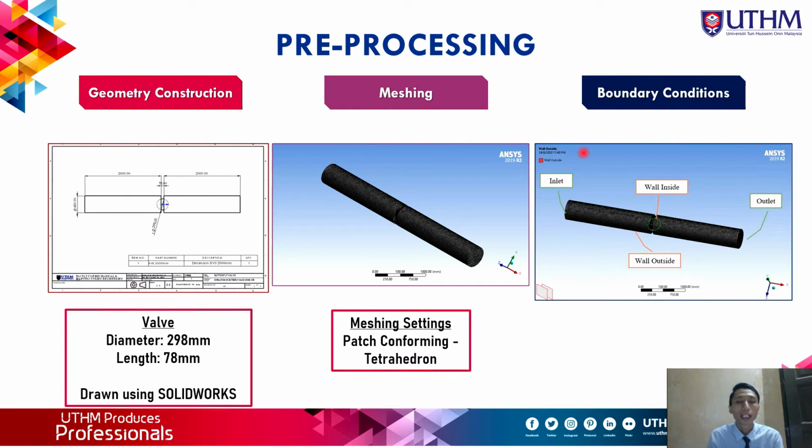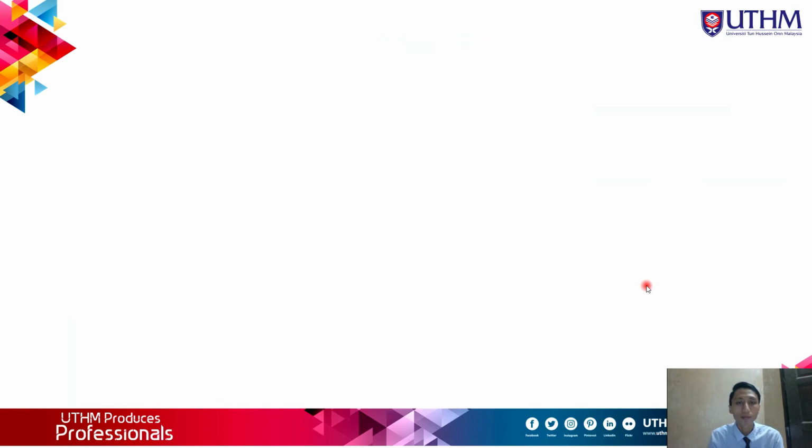After that, the drawing is opened in the meshing process just like this, and we use the patch conforming method, which is the tetrahedron setting. And we set the boundary conditions. Here we have 4 boundary conditions, which are the inlet, the outlet, the wall inside, which is the plate valve, and the wall outside, which is the pipe wall.